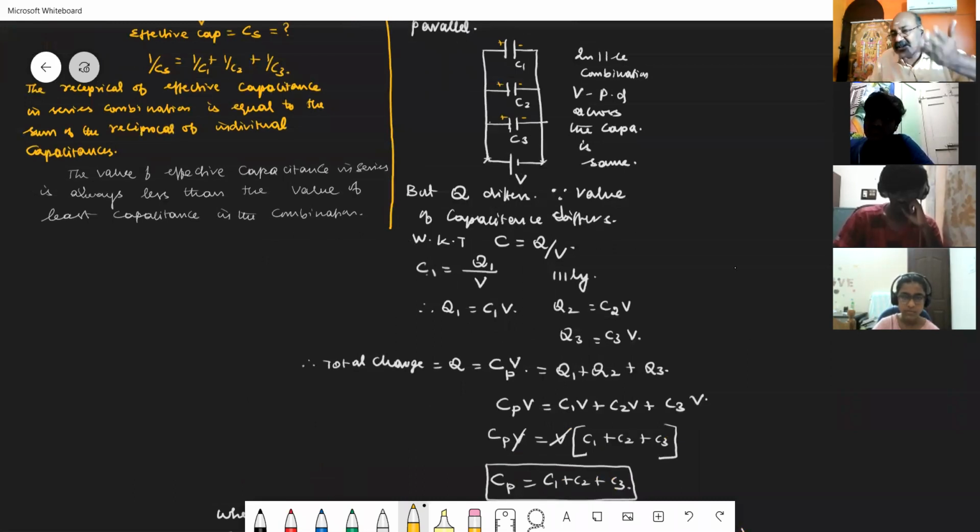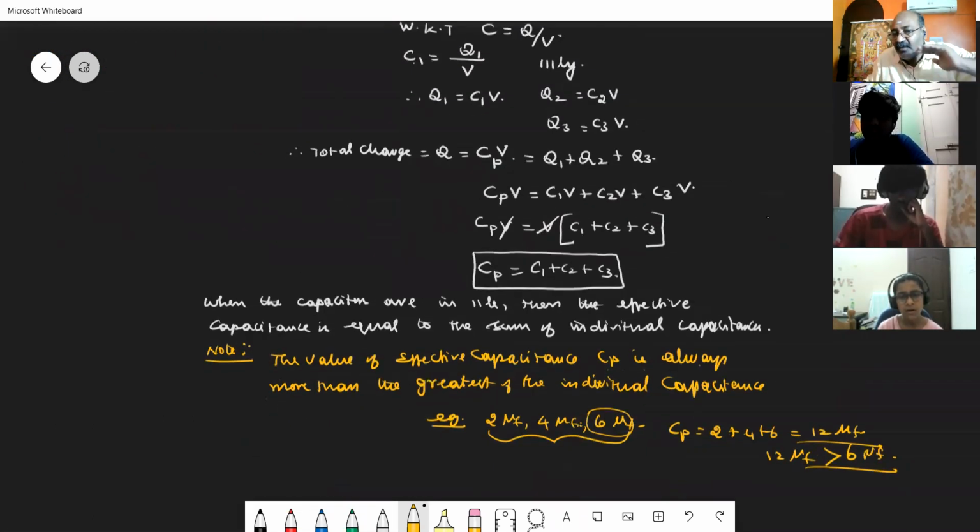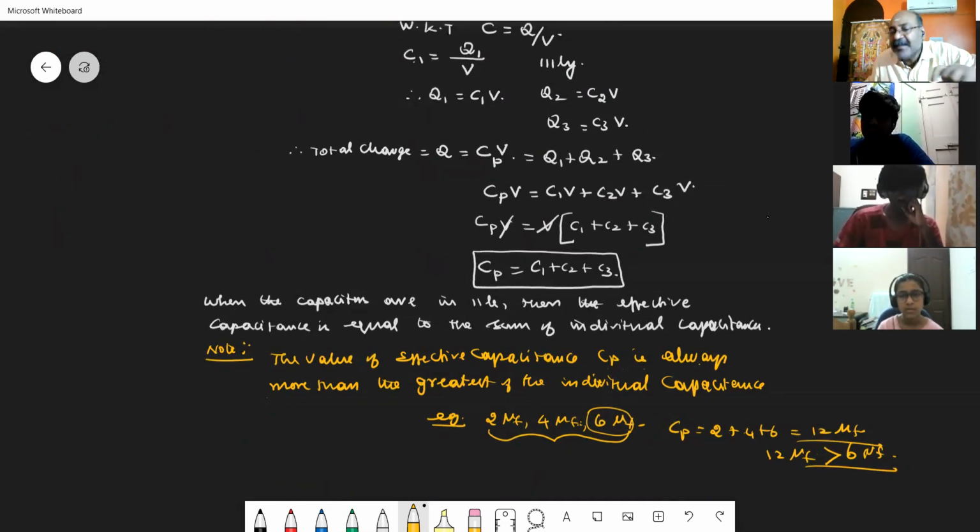In series combination, we will be calculating 1 by Cs, the reciprocal of the effective capacitance in series combination. In parallel combination, what are we considering? We are considering only the sum of the individual capacitances. Okay.